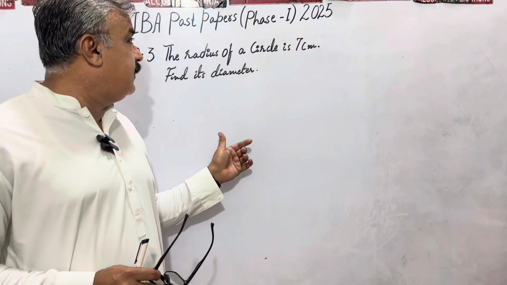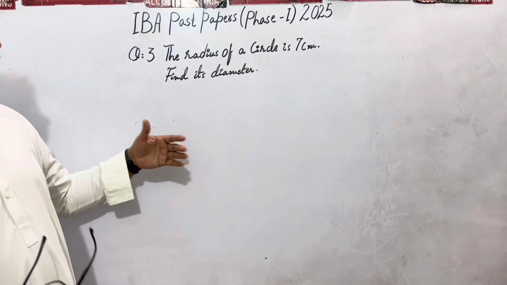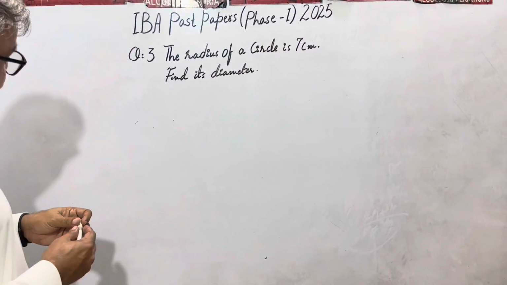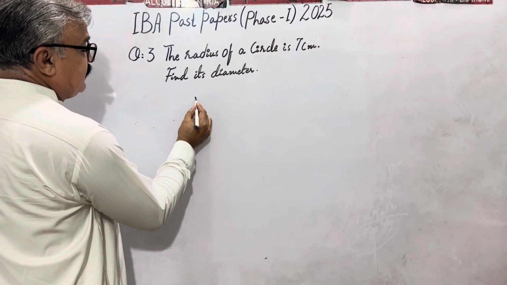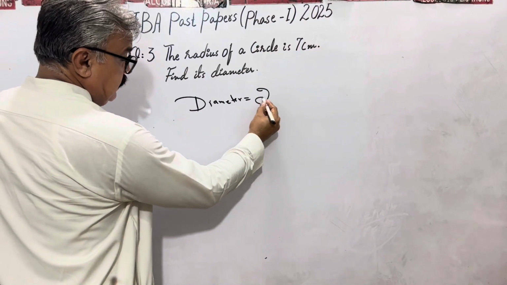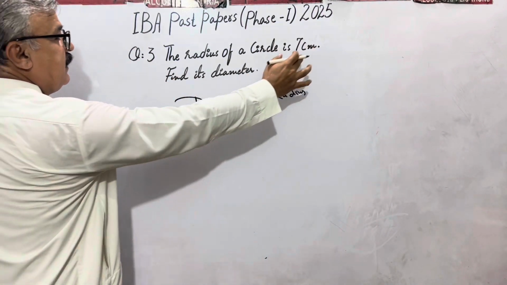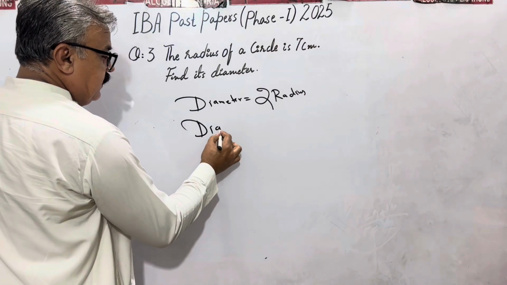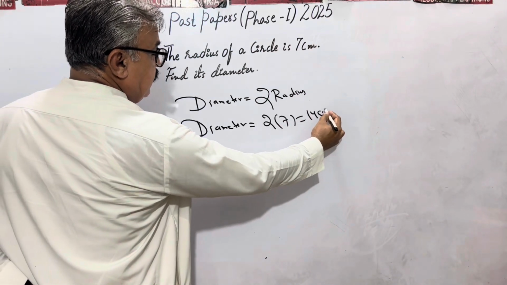Question number 3 from the IBA phase 1 questions reconstructed by the student. They have shared it with me and I am here to solve it for you. The radius of a circle is 7 meter. Find its diameter. The relation between diameter and radius is that diameter is equal to twice the radius. We are asked to find the diameter when the radius is given. Radius is 7. Plug in the value: diameter is equal to 2 times 7, which becomes 14 centimeter.